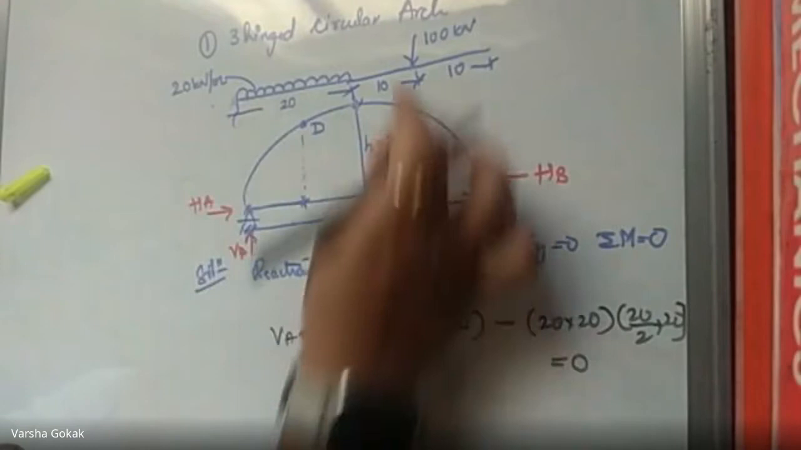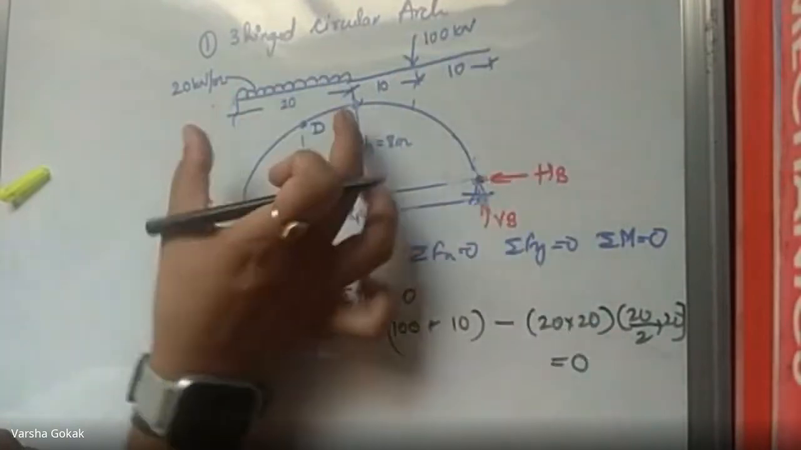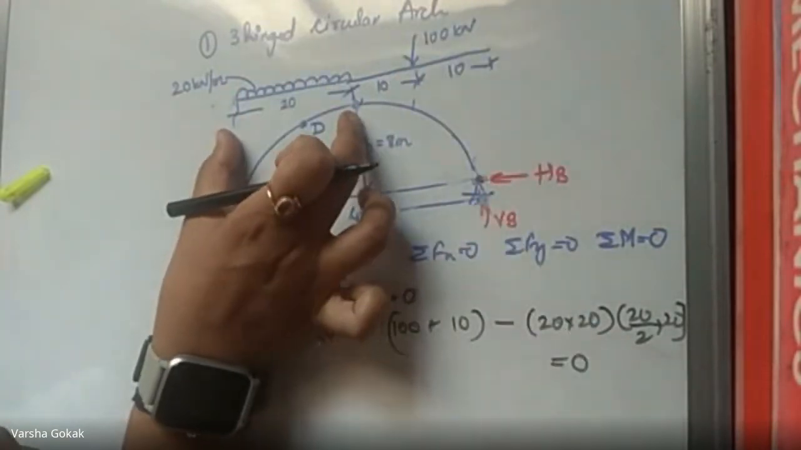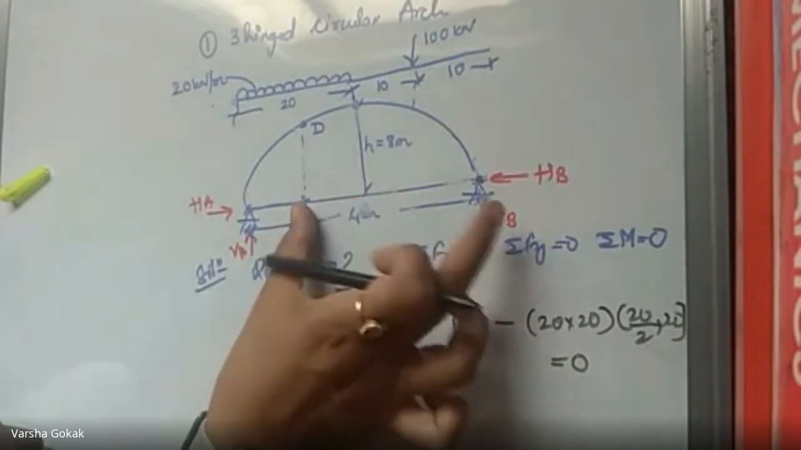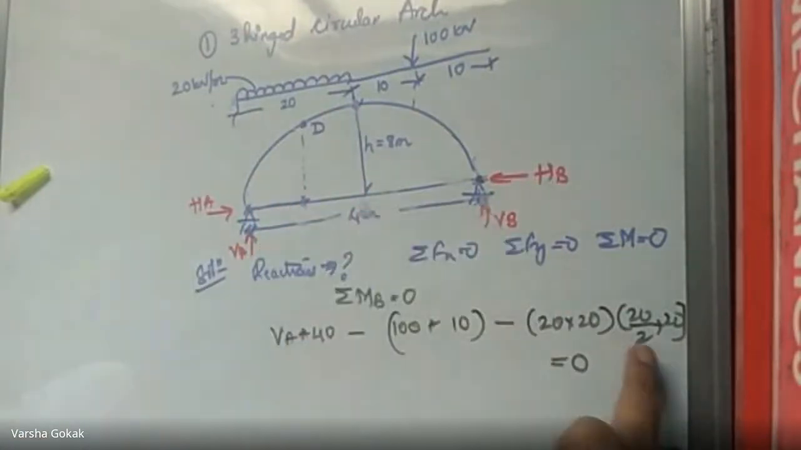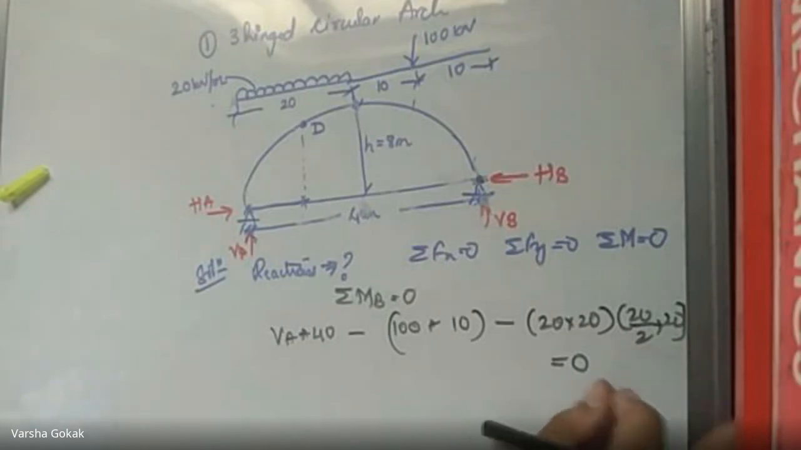VA into 40, 100 into 10 anti-clockwise, 20 into 20 is the total distance. Acting at 20 by 2, but I wanted B, so 20 by 2 plus 20. That is totally going to be 30. Okay, so this is your first equation.